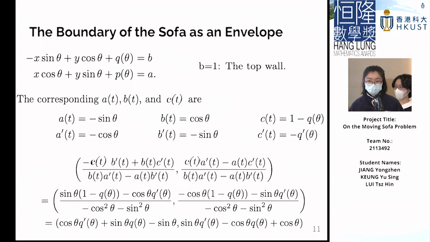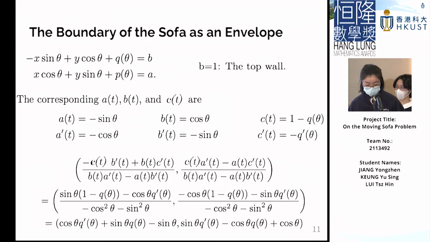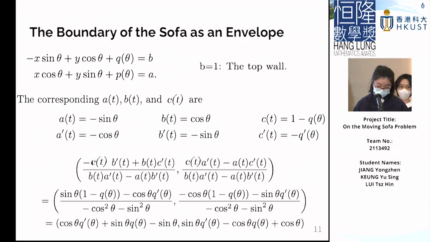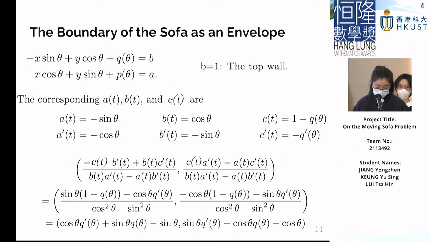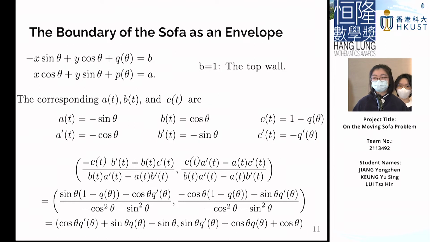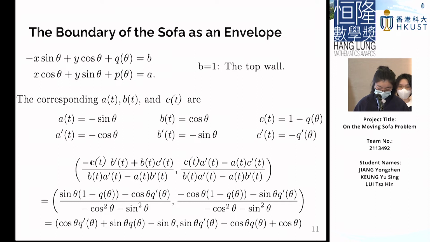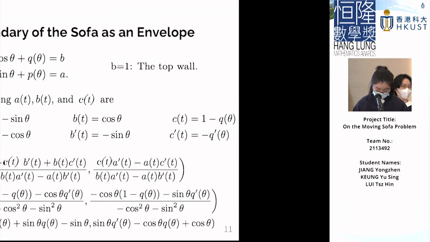So if you recall, we had 2 equations from the previous slide, but now we've made them with A and B as the subject. So for the top wall, it's B equals 1. So we substitute B equals 1 into the first equation. And so we can find the corresponding A, B, and C, which are listed below. We differentiate them once, and we substitute them all into our envelope, and that will give us that equation.